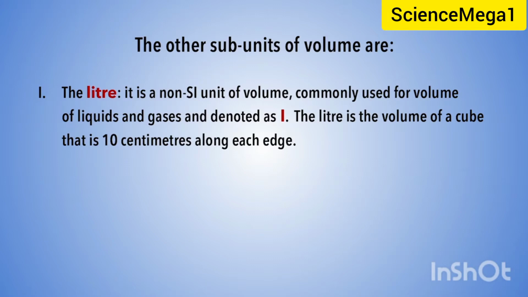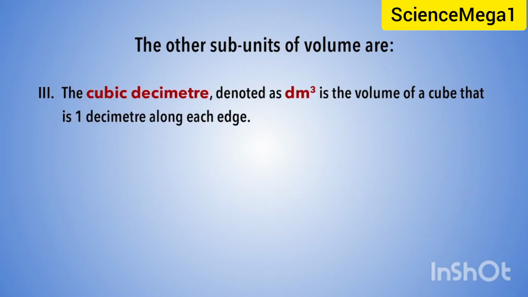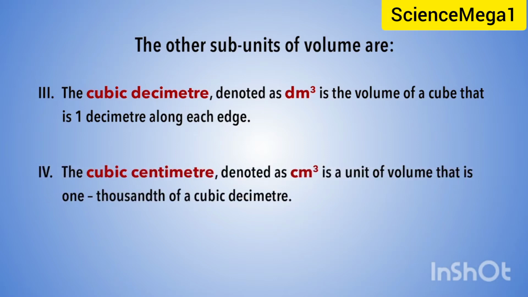The liter is the volume of a cube that is 10 centimeters along its edge. The milliliter, denoted as ml, is the non-SI unit of volume, which is 1,000th of a liter. The cubic decimeter, denoted as dm cube, is the volume of a cube that is 1 decimeter along its edge. The cubic centimeter, denoted as cm cube, is a unit of volume that is 1,000th of a cubic decimeter.